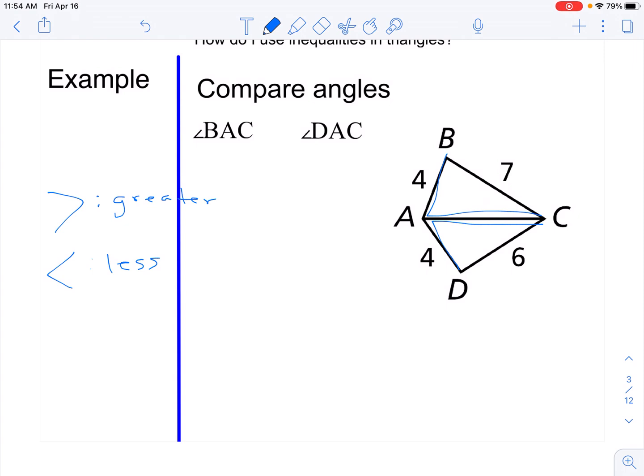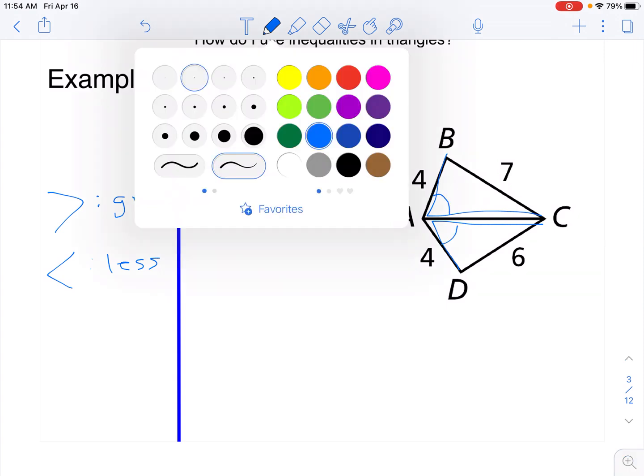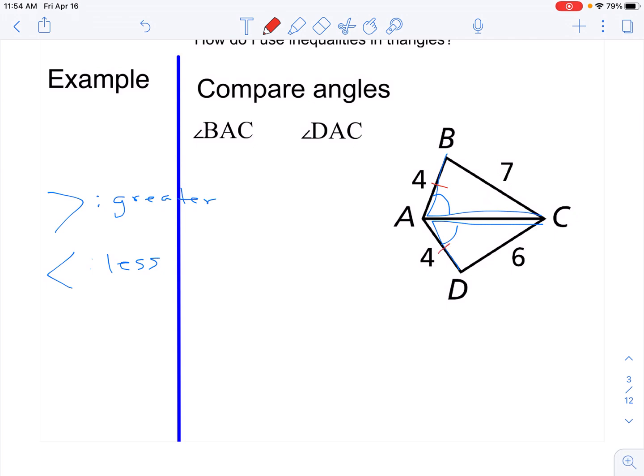Okay, so we want to compare these angles. We have two sides of one triangle congruent to two sides of another because the fours are the same, and AC is congruent to AC by the reflexive property. And so because we have those sides equal, we can use the hinge theorem. To compare these angles, I'm going to look at the sides opposite those angles. The side opposite angle BAC is 7, and the side opposite DAC is 6. Since 7 is bigger than 6, we can say that BAC is greater than DAC.